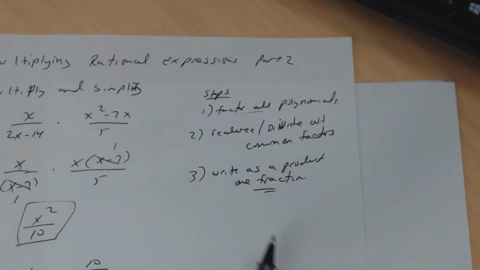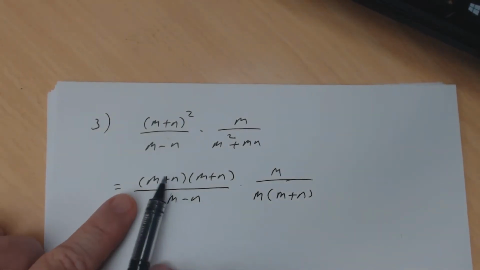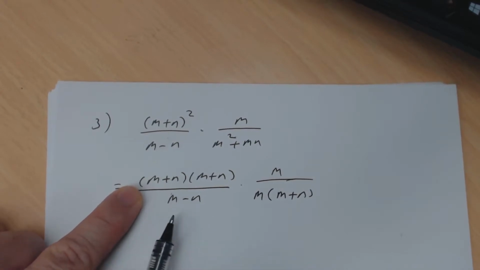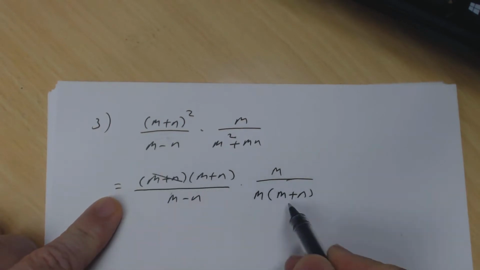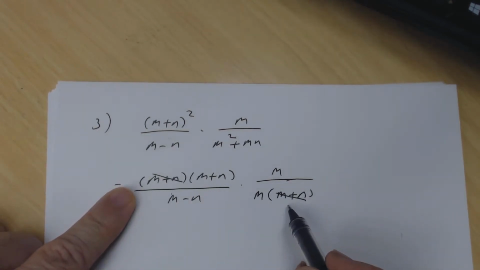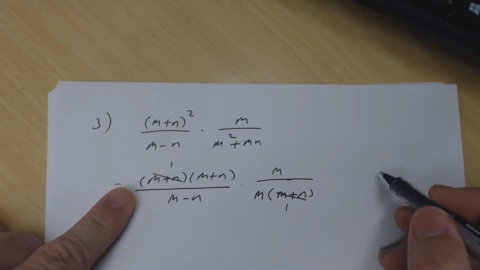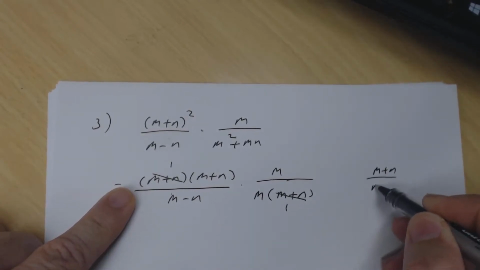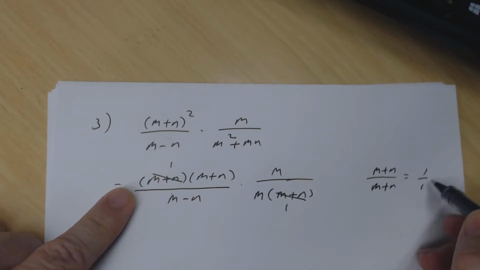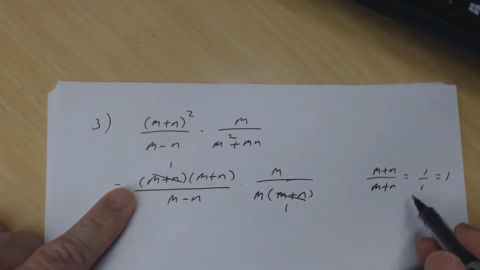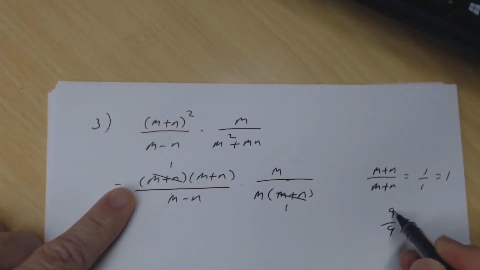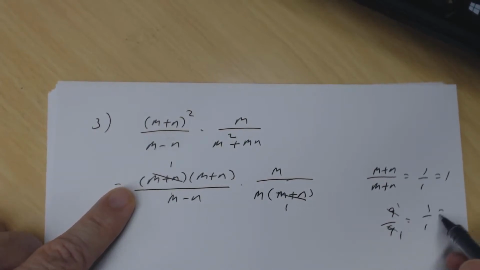Now, step 2 is to reduce or divide out your common factors. So you see this first factor, m plus n? Do I have an m plus n occurring as a factor down there? The answer is yes. So I can divide these out. Now remember, when you divide them out, you're left with factors of 1 in their spots. Because remember, m plus n divided by m plus n is 1 over 1, which is 1. It's kind of like saying 9 divided by 9. 9 goes into 9 one time. See, 1 over 1. So you get 1.